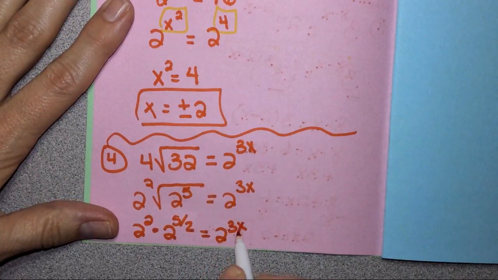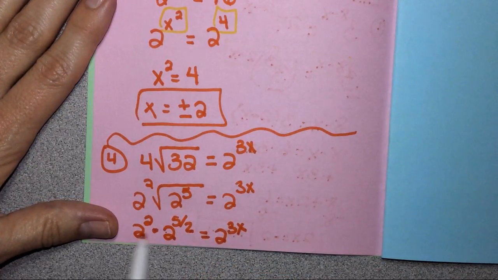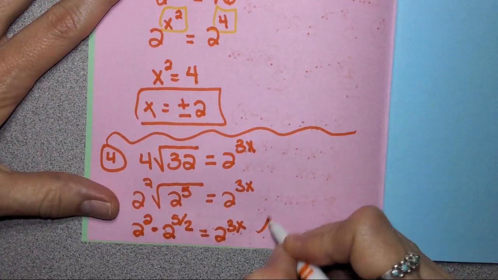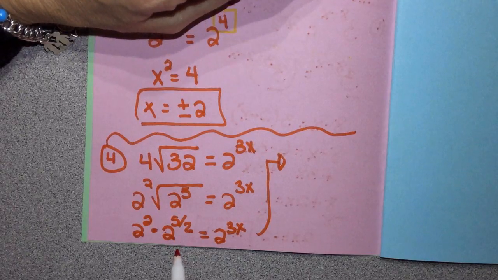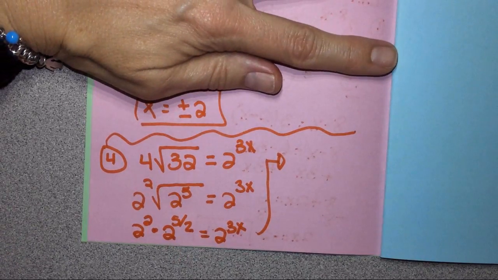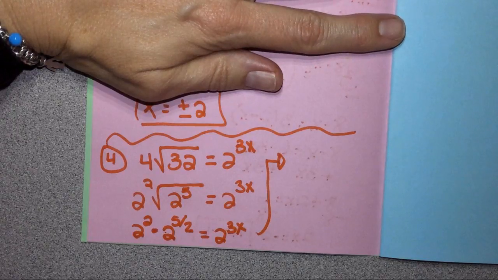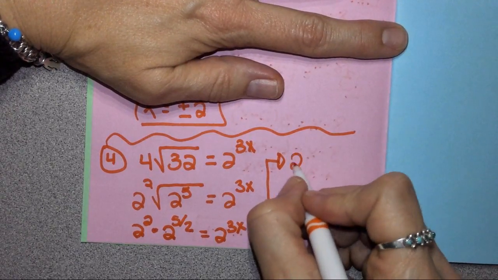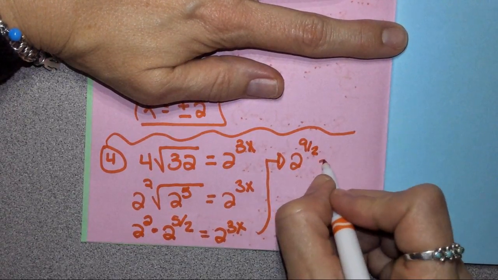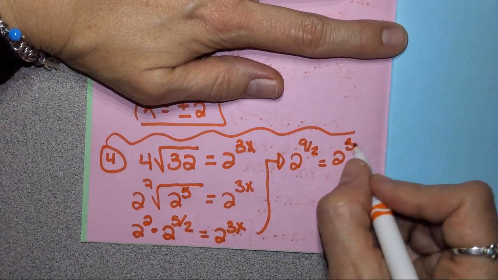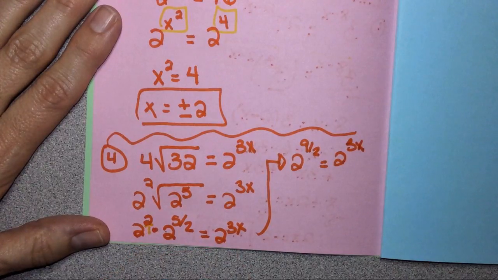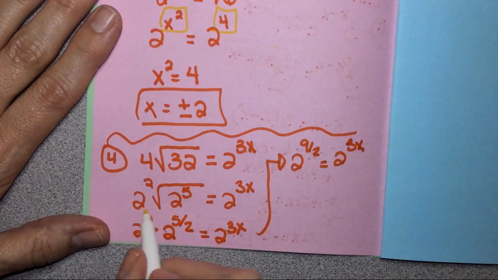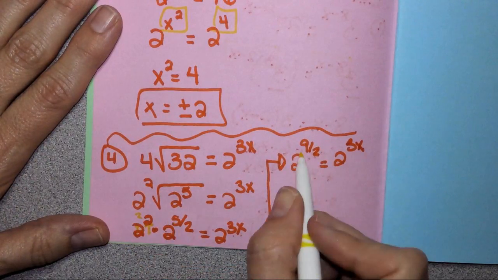Okay, so I'm getting there. Now I need to combine these two. Because I'm multiplying, I can add my exponents. So if you add 2 to 5 halves, we end up with 9 halves. We have 2 to the 9 halves equals 2 to the 3x. So let's talk about how we got 9 halves in case you didn't see it. I put this over 1. I'm going to multiply top and bottom by 2, so that'll change to 4 over 2, and 4 plus 5 is 9.